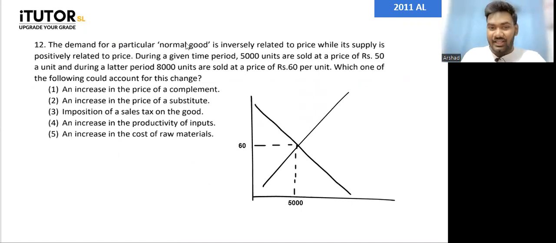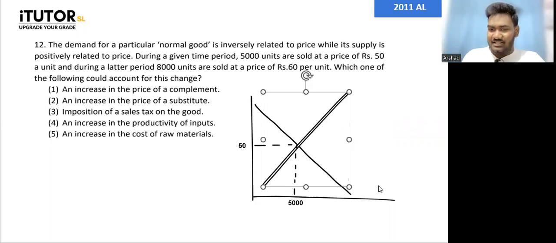The demand for a particular normal good is inversely related to price, while its supply is positively related to price. They are saying the demand curve is downward sloping, the supply curve is upward sloping, a negative and a positive relationship. During a given time period, 5,000 units are sold at the price of 50 a unit. So during some given time, 5,000 units were sold at 50 rupees. That means the market was at equilibrium at this point. Do you all agree with me there?